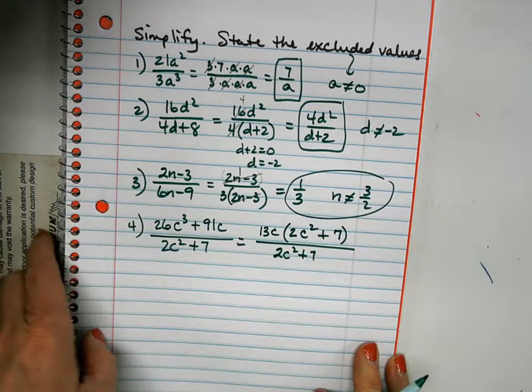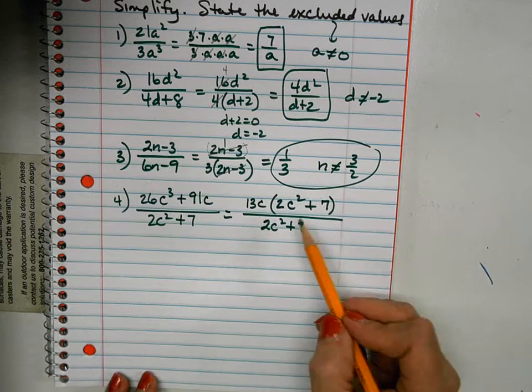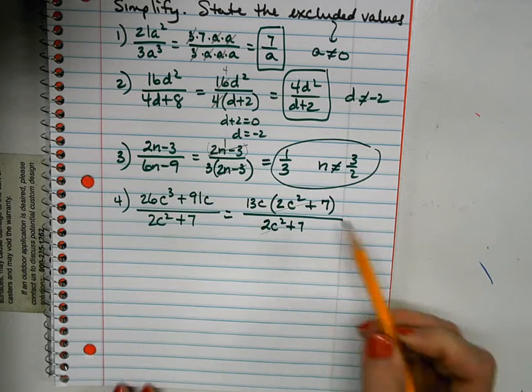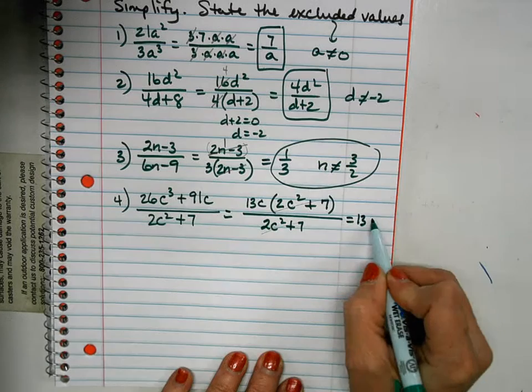All right, you guys see it? See what we can reduce? It has to be like that. It's got to be the exact same thing. This whole thing's going to cancel away, leaving what? 13c, right? It'd be 13c over 1, which is just 13c.